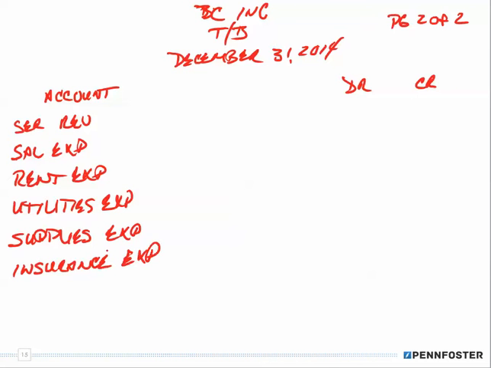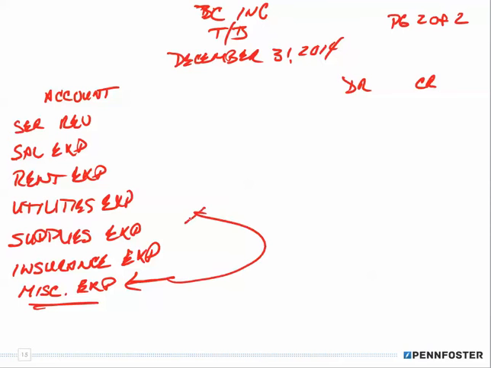Just as an FYI, oftentimes you'll also see a miscellaneous expense. If you have a miscellaneous expense account, you're only using that account if you can't find a place to put it in any of the other expense accounts. This miscellaneous expense should have a very, very small amount in it. If you're not sure where to put something and you put it in miscellaneous expense, the accountant will come along and look at those transactions and then what's called reclassify. In other words, make a journal entry to move it out of miscellaneous expense and put it somewhere else.